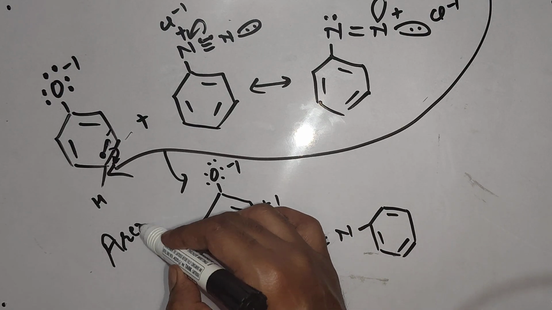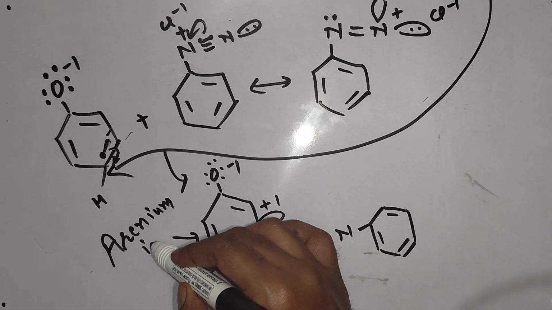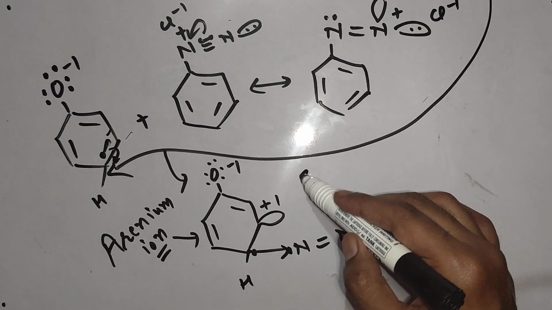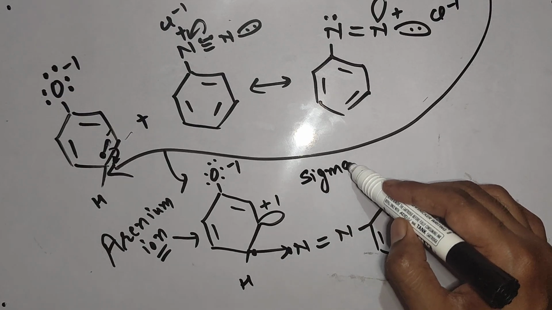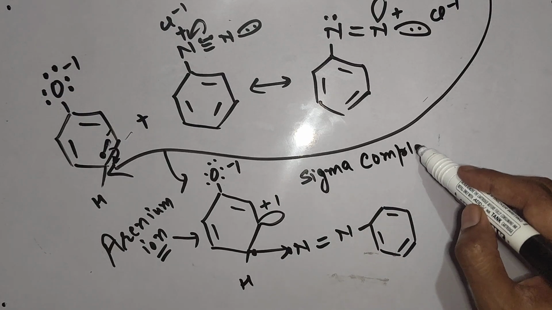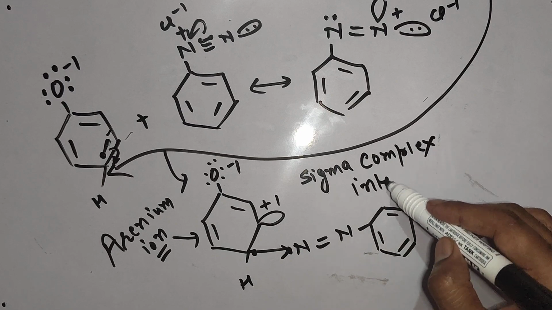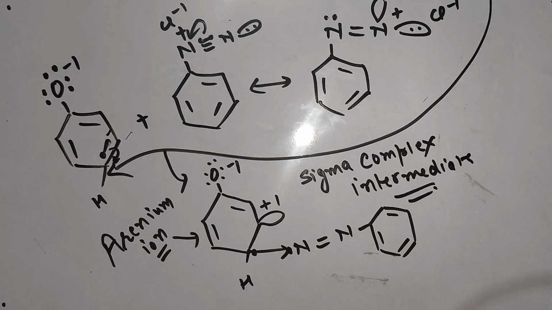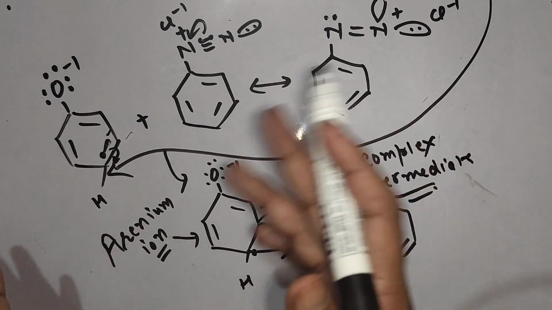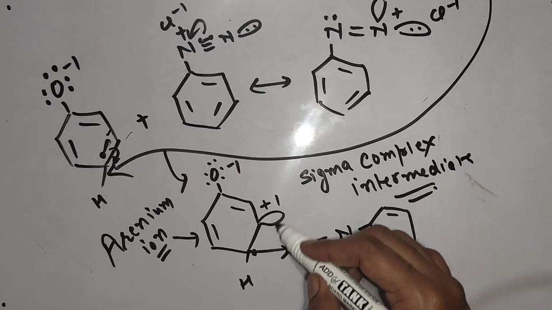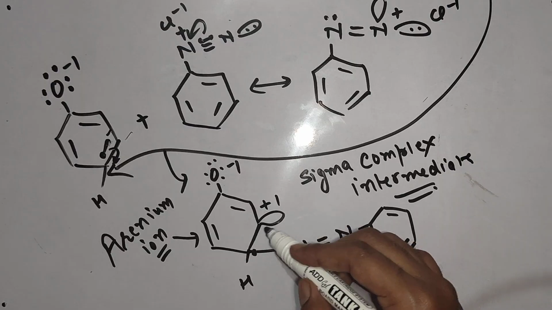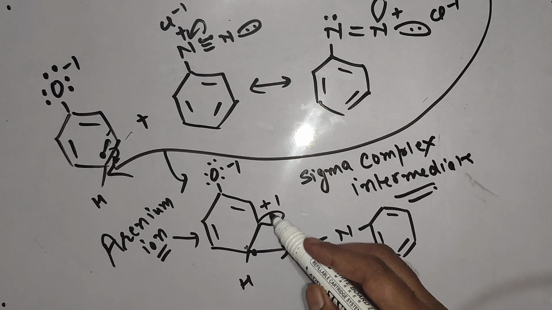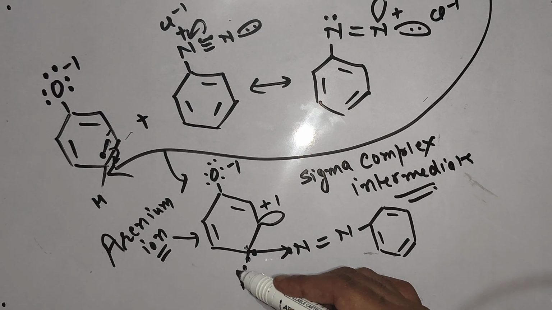We call it arenium ion, or sigma complex you can call it also. Sigma complex intermediate. This one. Now, in previous mechanisms, I have already told you, this positive charge is a vacant orbital, this is a carbocation which is generated due to this carbon. Now this carbon will again help it. How? By breaking the bond from hydrogen.